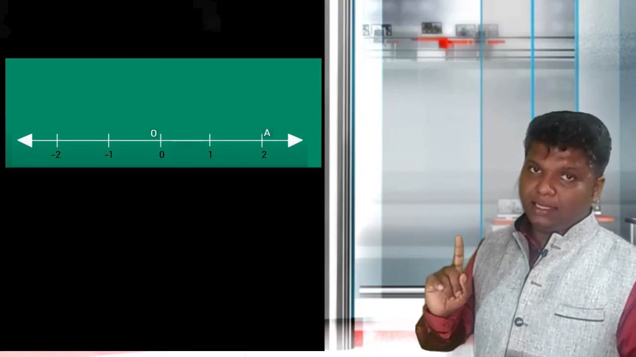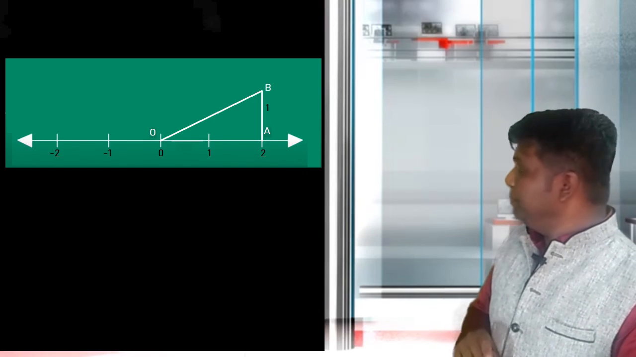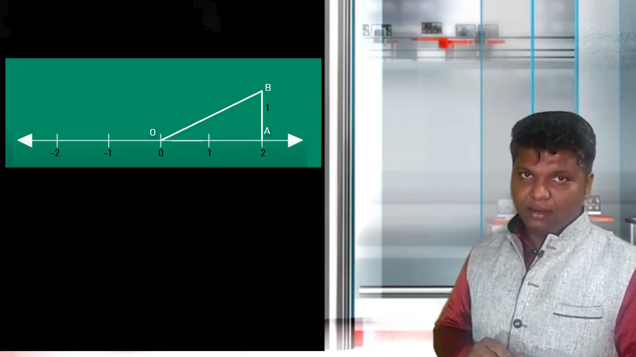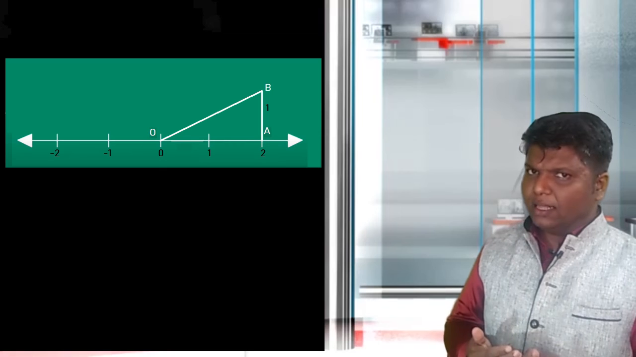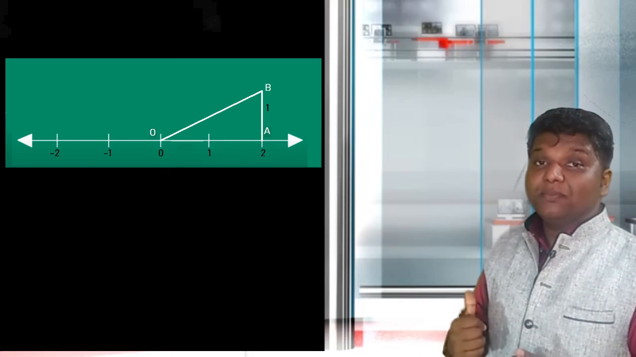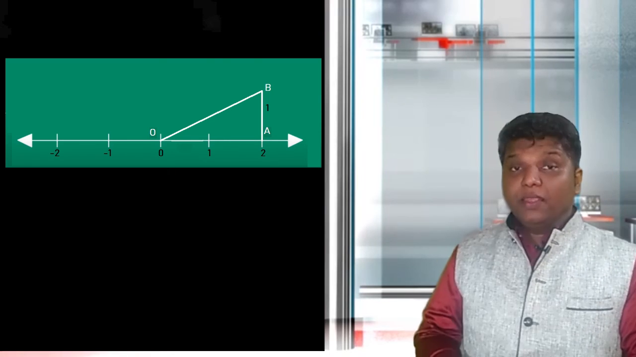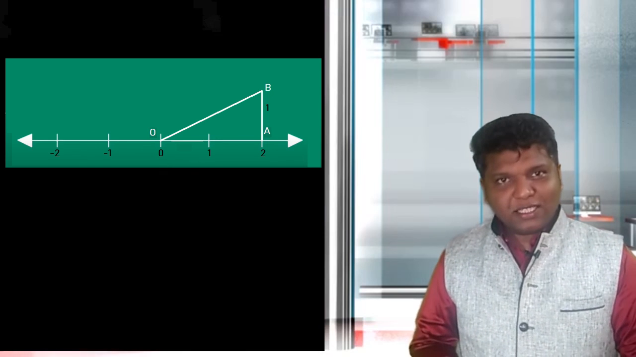So again, here you can see there is a number line, and take 2 units as its base, and from 2 units base just mark that point as A, and from A take 1 unit perpendicular height, and mark that point as B. Now join B and O. Now you can say OAB is a right angled triangle, right? So inside a right angled triangle, if you want to find the length of OB, here you know this OB is the hypotenuse of the right angled triangle. Again we have to use the Pythagoras theorem.